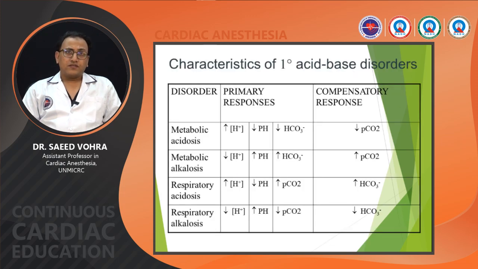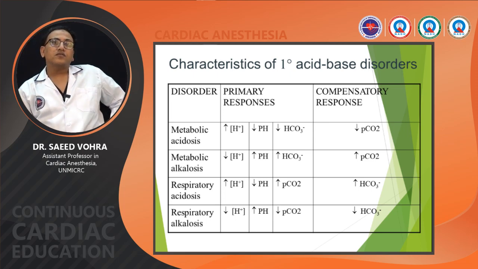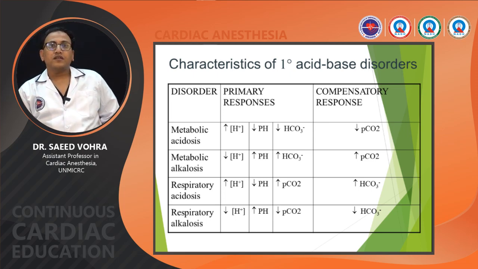Now, these are the characteristics of the primary acid-base disorders. In metabolic acidosis, the primary process is gain of H plus ions, which leads to a decrease in pH and decrease in bicarbonate, and it is compensated by the body by a decrease of CO2. In metabolic alkalosis, the primary process is decrease of H plus ions and increase in pH with increase in bicarbonate, and it is compensated by the body by increasing the CO2. Respiratory acidosis has increased H plus, decreased pH and increase in CO2, which is compensated by the body by increasing the bicarbonate levels.